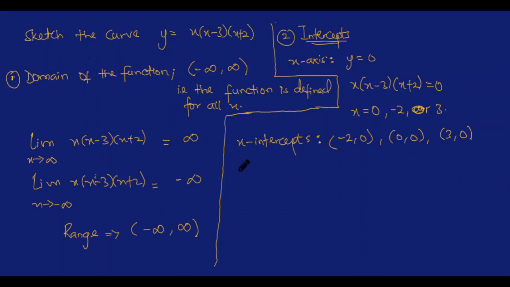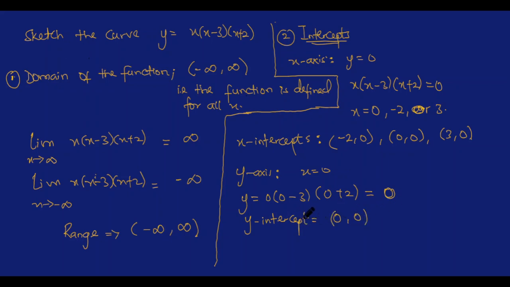These are the x-intercepts. For the y-axis, if you set x equal to 0, then y is equal to 0 multiplied by 0 minus 3 multiplied by 0 plus 2, which is equal to 0. So the y-intercept will be 0, comma 0. And we've gotten the intercepts on both axes.